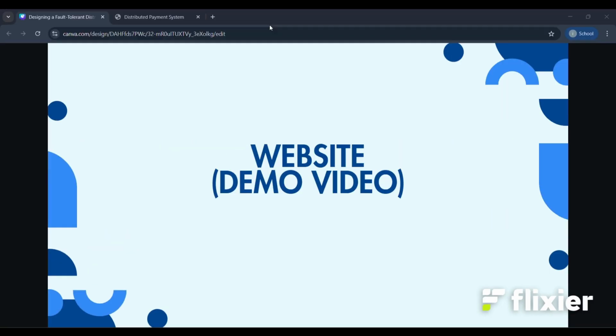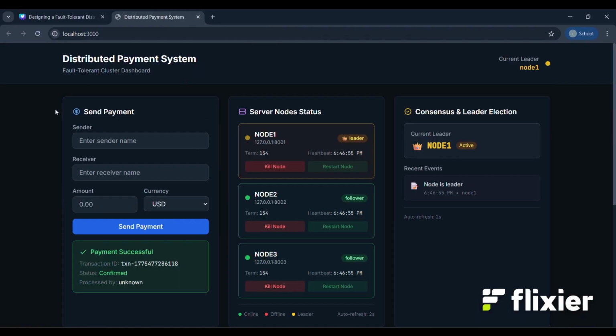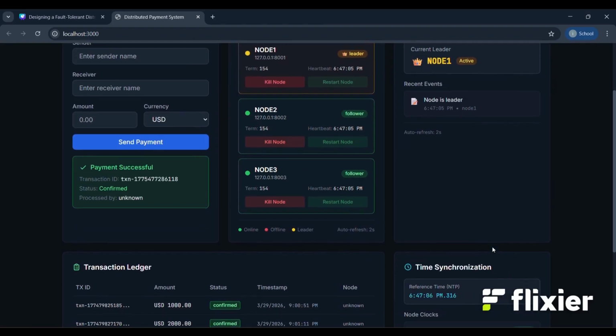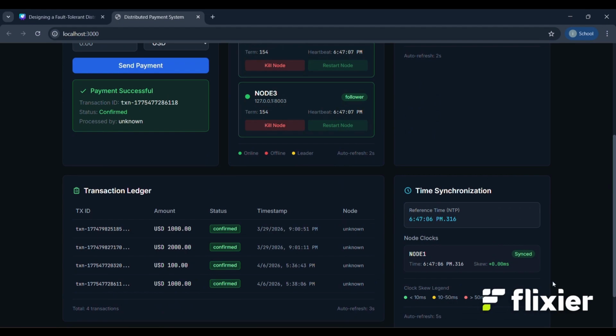Let's take a look at our distributed payment system. From here you can send a money transaction. Here is the node status, and here it shows the current leader. And also here's the time synchronization panel, and here you can see the stored money transactions.